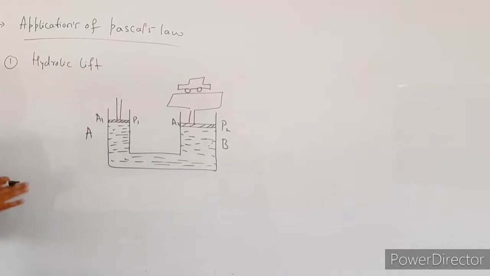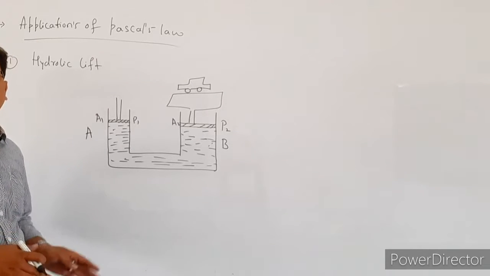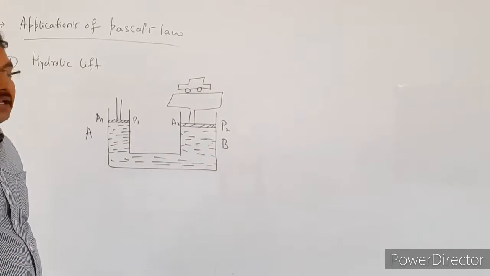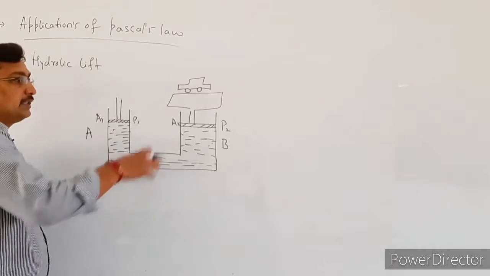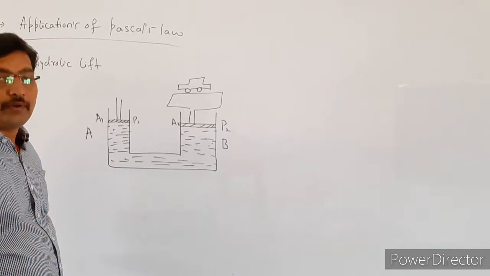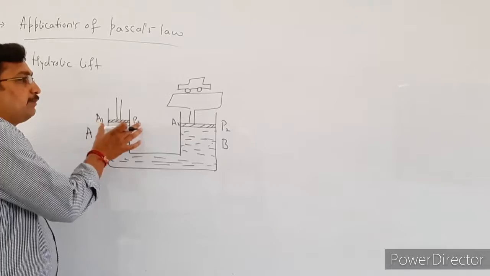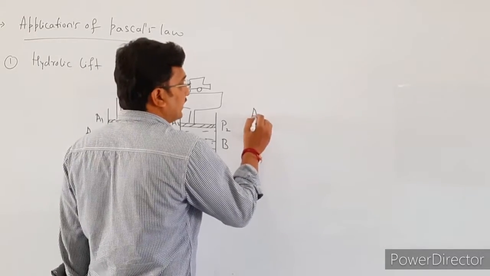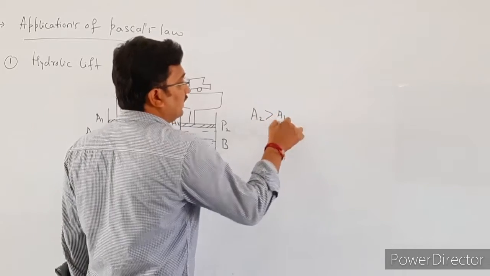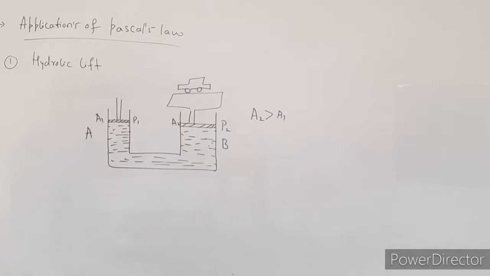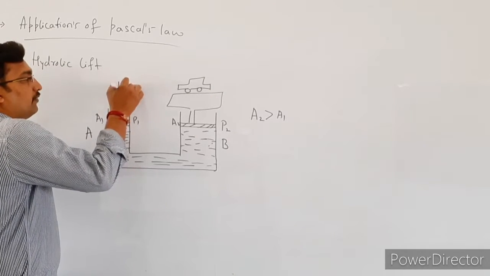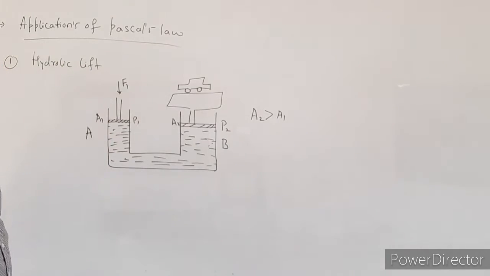Okay, see here, this is the construction part. In the construction, the hydraulic lift consists of two cylinders A and B of different cross-sectional areas, filled with some liquid or fluid and fitted with pistons P1 and P2. Here the condition is that the area of the second cylinder is greater than the area of the first cylinder. Now we are going to apply some force, F1, on the piston P1.